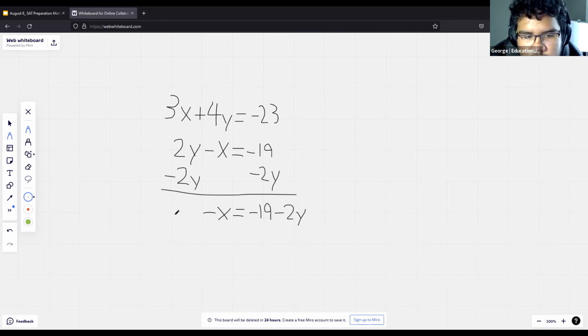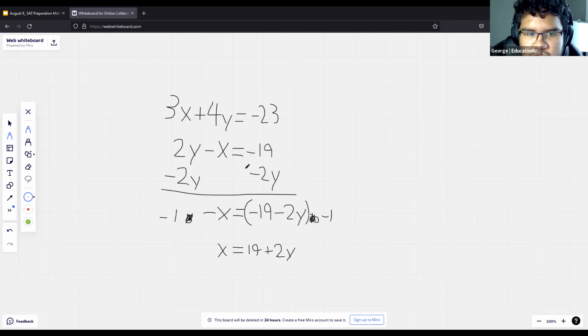And then what we can do is just multiply both sides by negative 1 to get rid of that minus sign. It's basically just flipping the signs on both sides. So what we end up with is x equals 19 plus 2y.